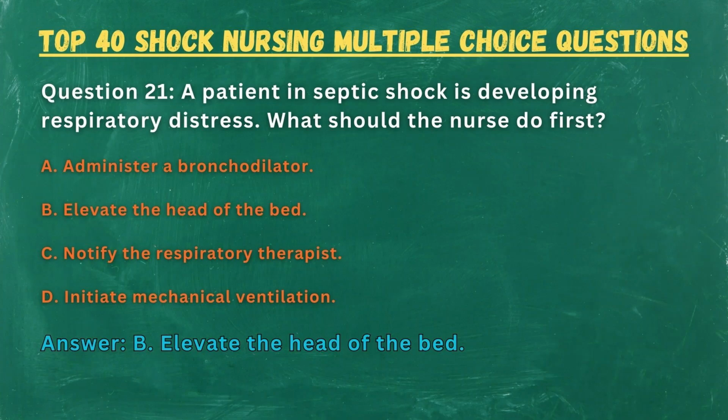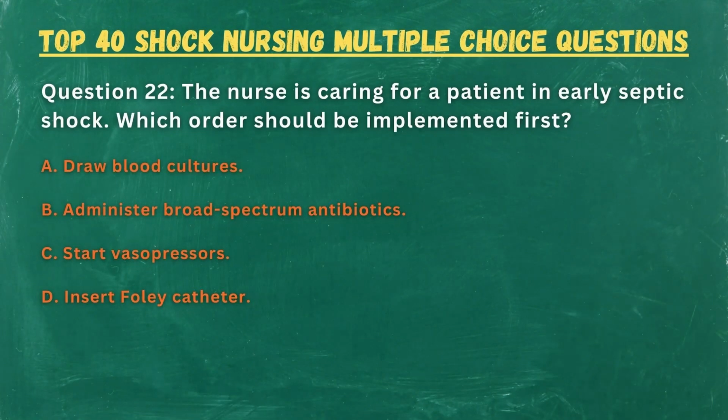Answer: B. Elevate the head of the bed. Question 22. The nurse is caring for a patient in early septic shock. Which order should be implemented first? A. Draw blood cultures. B. Administer broad-spectrum antibiotics. C. Start vasopressors. D. Insert Foley catheter.